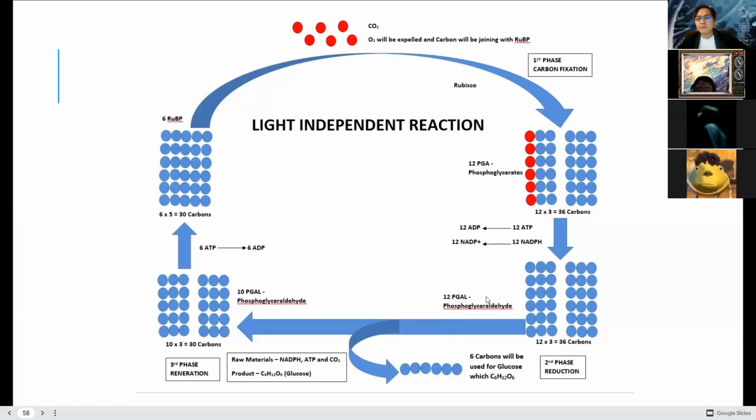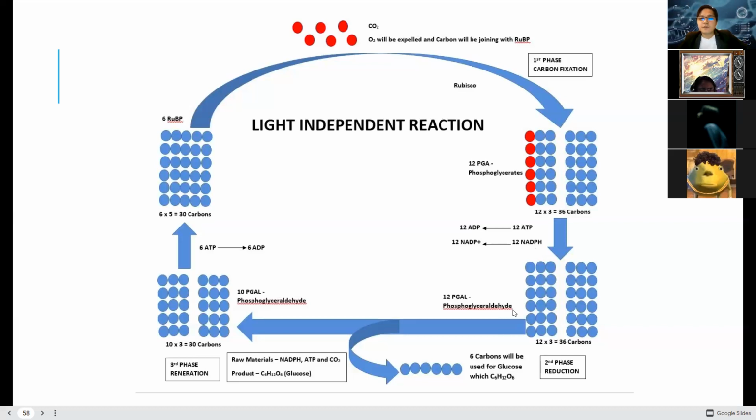Phosphoglyceraldehyde. Okay? In the process, we use 12 ATPs and convert them into ADP, because we actually use the ATP's phosphorus in the process. And we again use the hydrogen ion in the NADPH or nicotinamide adenine dinucleotide phosphate, converting the NADPH into NADP plus.